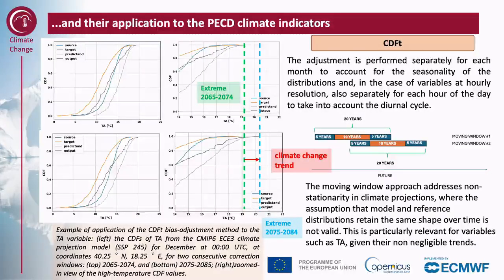The left figures report the CDFs of source, target, predictant and output for two different correction windows, where the temperature extreme values are very different due to the climate change trend. However, this difference is preserved by the adjustment thanks to the characteristics of the CDFT method.